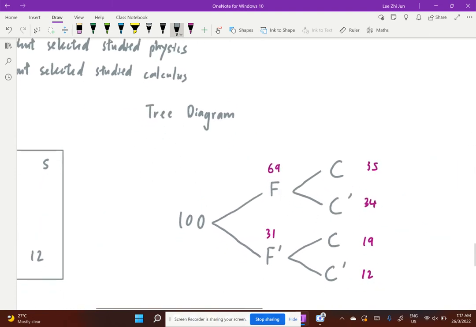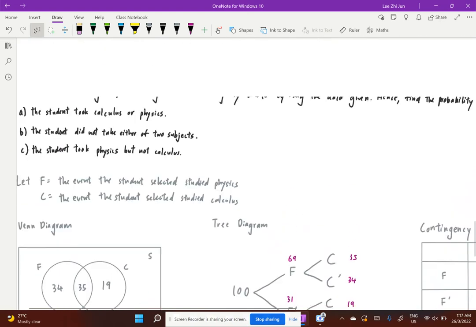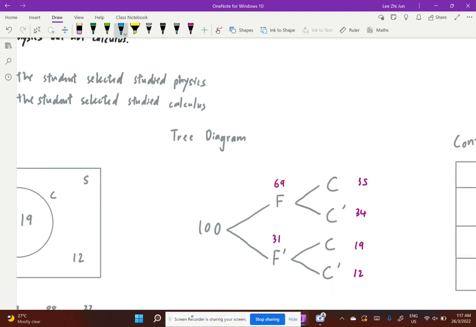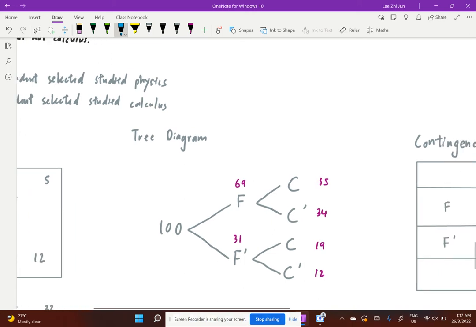For the tree diagram, it's like a sequence. So we go to the physics first. The number of persons who study physics is 69. Not studying physics is 31. Study physics and calculus both is 35. So physics but not calculus is 34. No physics, calculus only is 19. Does not study these two subjects, 12.